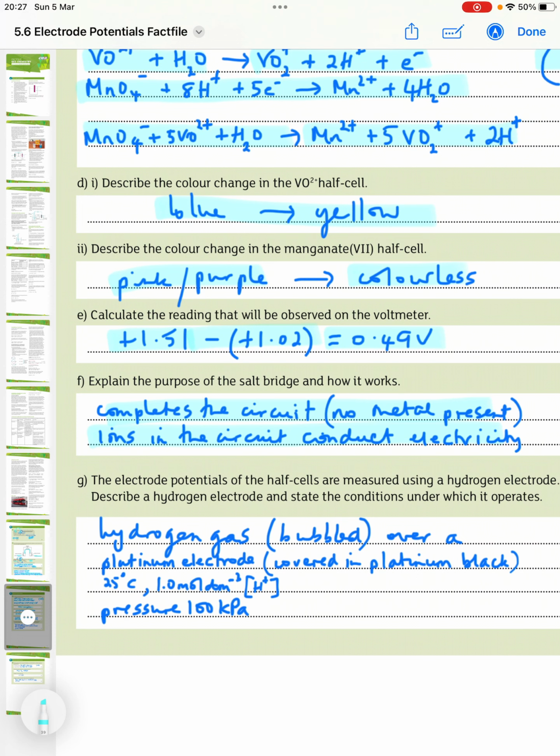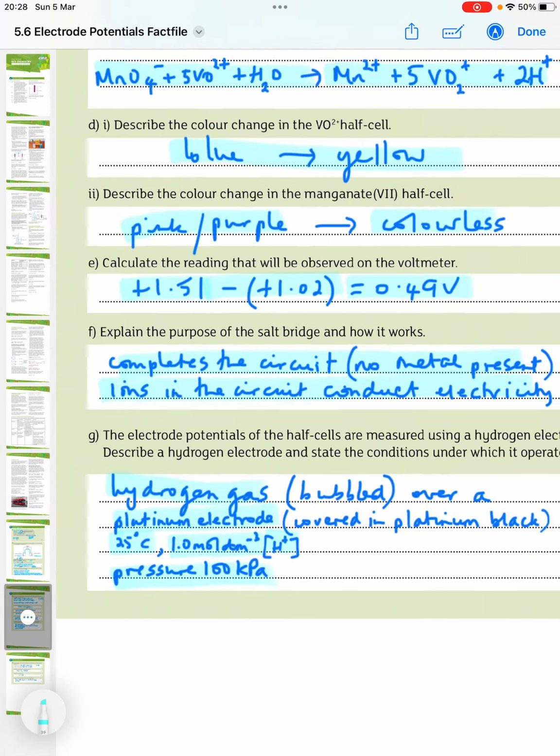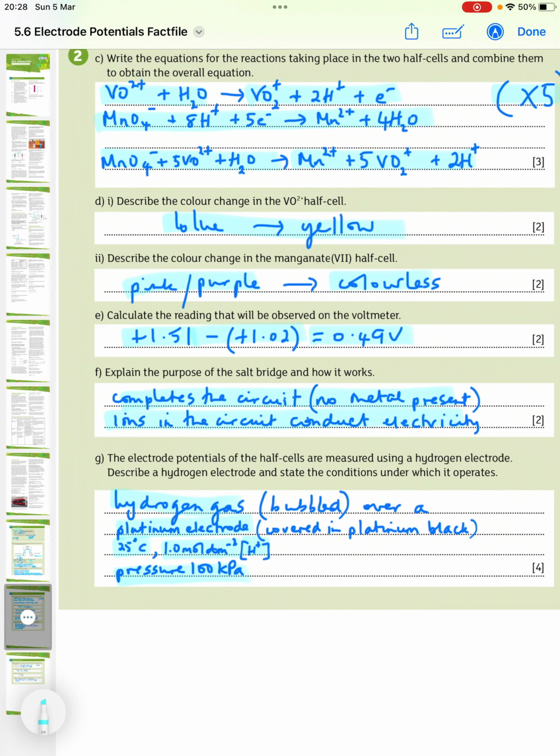And the electrode potentials of half cells are measured using a hydrogen electrode. Describe a hydrogen electrode and state the conditions under which it operates. So you've got hydrogen gas, which you can say is bubbled over a platinum electrode, which is covered in platinum black. And then the other condition is 25 degrees C, or you could give that in Kelvin. The hydrogen ions are 1 mole per dm cubed, and the pressure is 100 kilopascals. So 4 marks, and 2 marks for the top part, the hydrogen gas bubbled over the platinum electrode, and then 2 marks for the other.